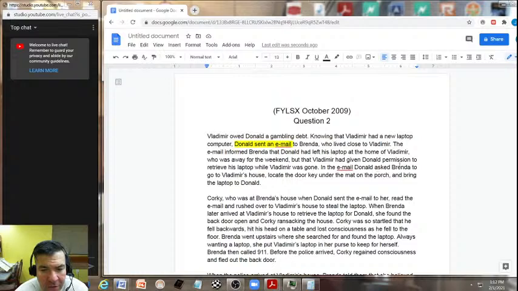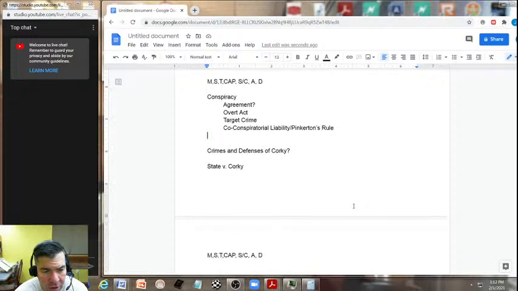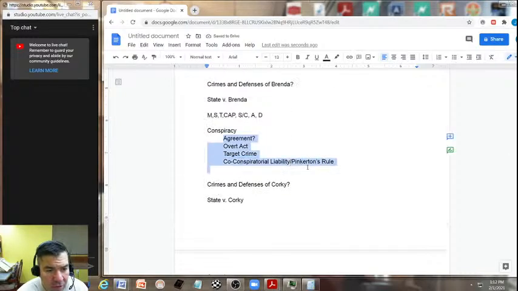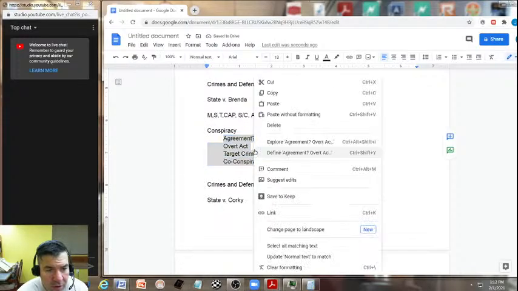In the email, Donald asked Brenda to go to Vladimir's house. Look, we already talked about that. Now, Corky, who was at Brenda's house when Donald sent the email to her, read the email and rushed over to Vladimir's house to steal the laptop. Okay, this is Corky down here. Make sure that we have a conspiracy. And that, again, I'll copy and paste all of our stuff here. Down here.